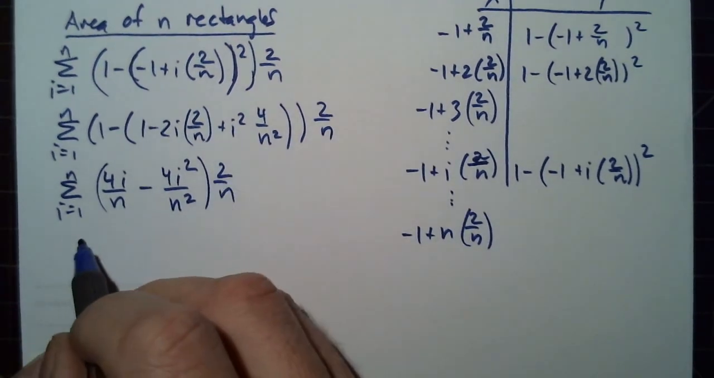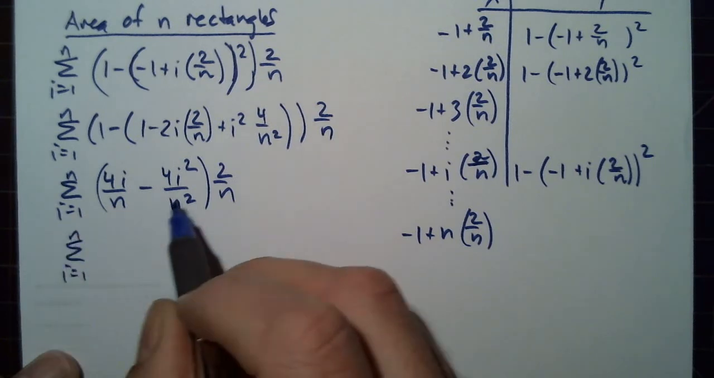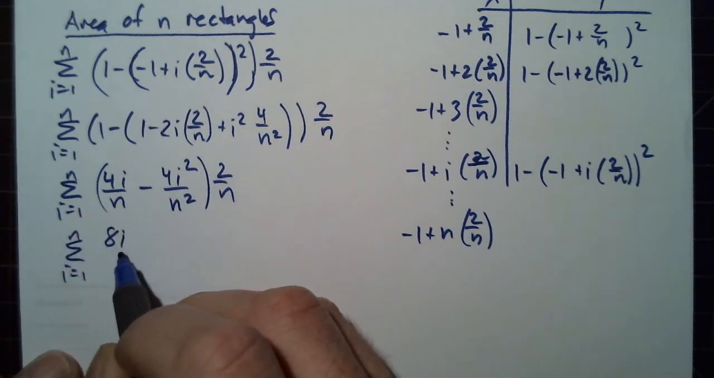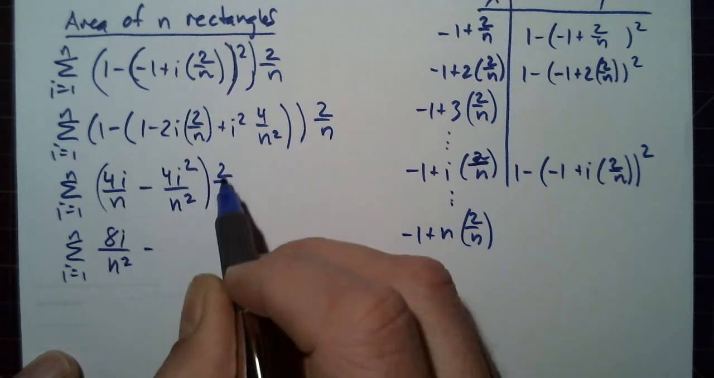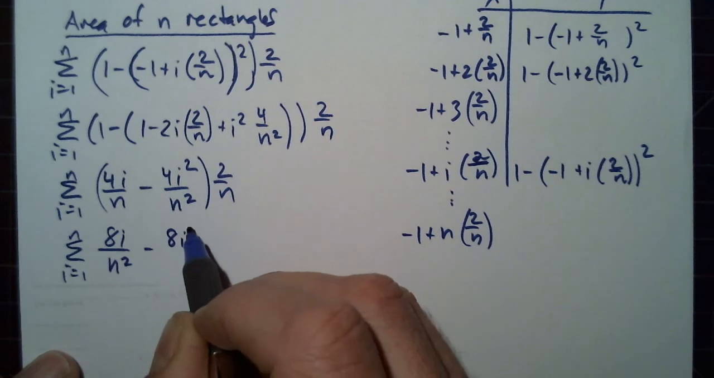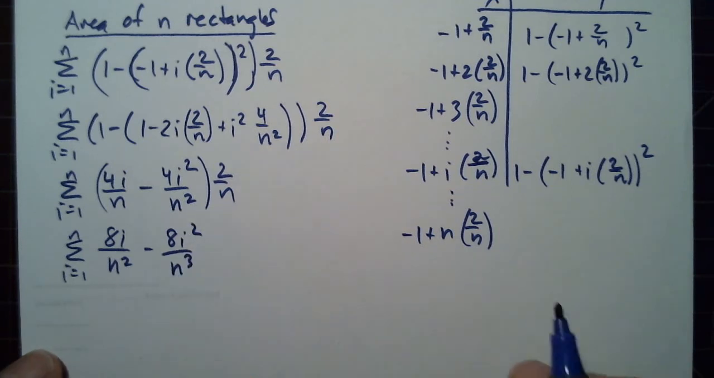All right, distribute that, and that'll be 8i over n squared. So we're distributing n and 2. Here we're going to get 8i squared over n cubed.